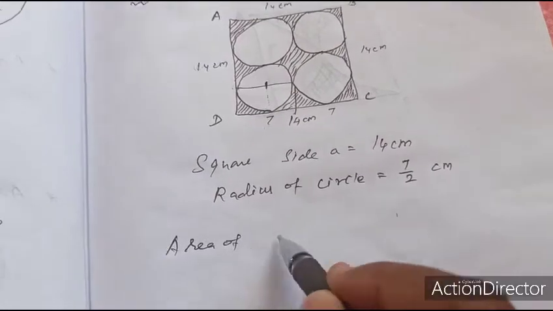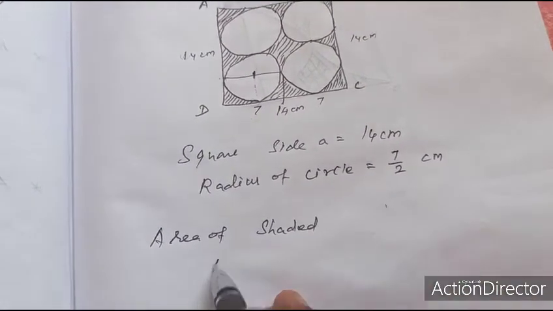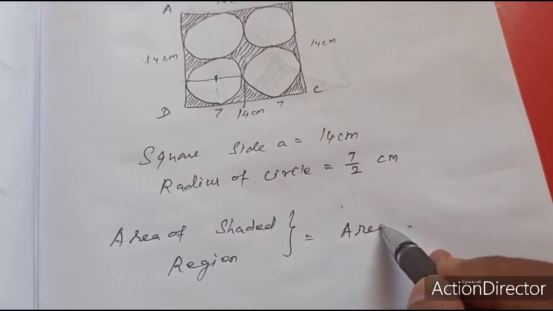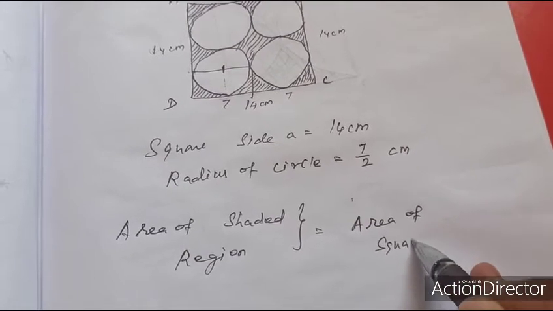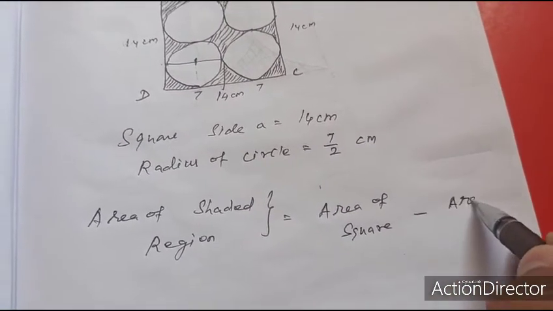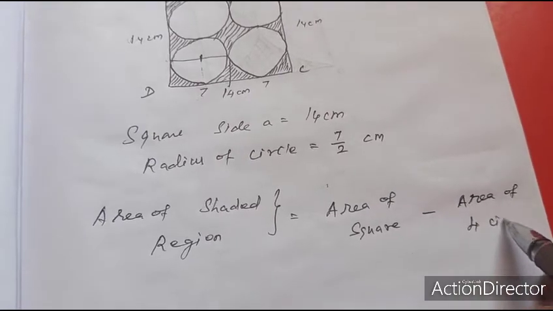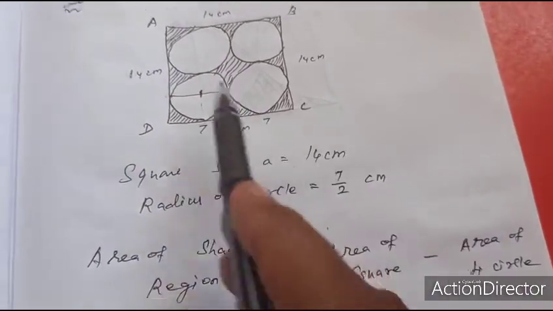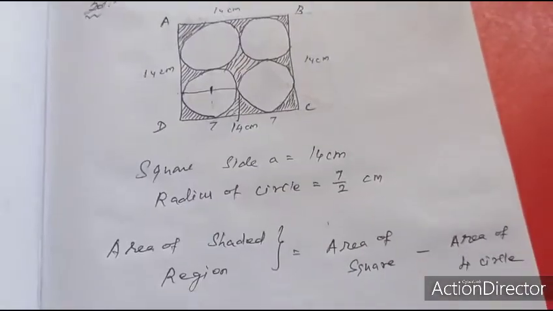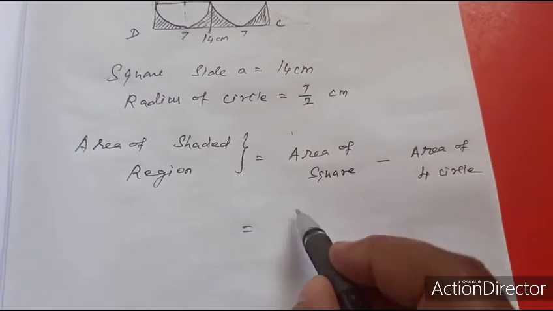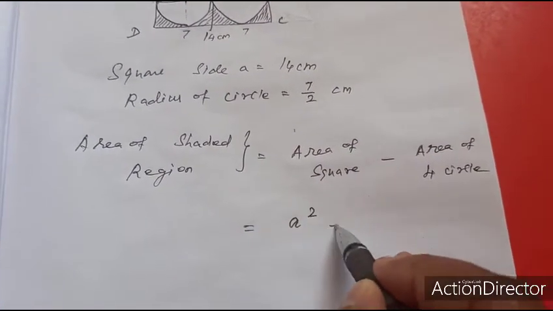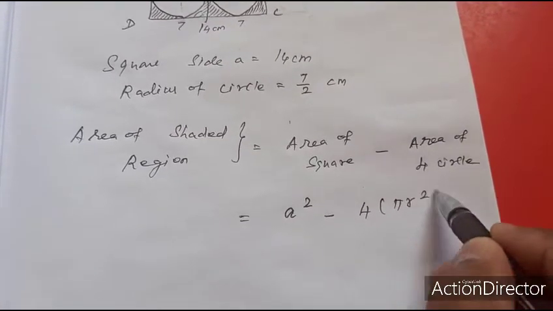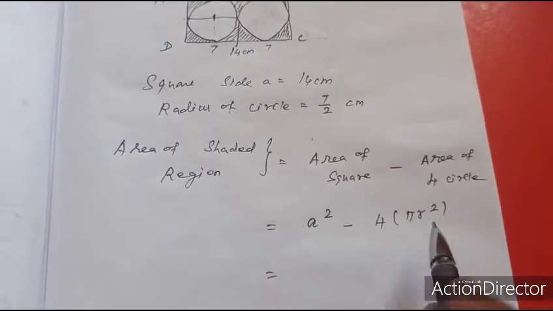Area of shaded region equals area of square minus area of 4 circles. There are 1, 2, 3, 4 circles. The area of the square formula is a square, minus the area of the 4 circles, which is 4 into pi r square.